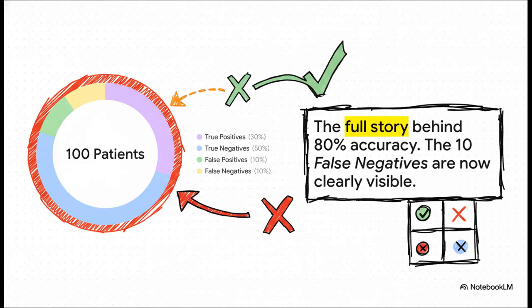Okay, check this out. Now we can finally see the whole story behind that 80% accuracy score. See the 30 true positives and the 50 true negatives? Add those up. That's our 80 correct predictions. But look, now the mistakes aren't hidden. We can clearly see the 10 false positives, and there they are, those 10 really dangerous false negatives. Everything is out in the open now.